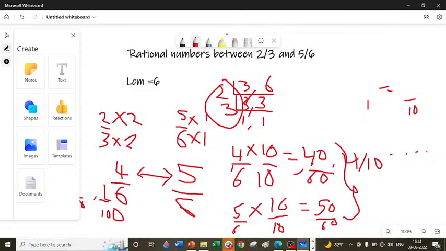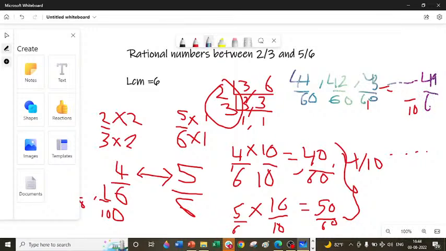So let me write over here. So let me change the color so that it's more visible to you. So 41/60 है हमारा पहला rational number, and उसके बाद 42/60 है हमारा दूसरा rational number, and उसके बाद 43/60 हमारा तीसरा, and so on. हमें सारे rational number लिखते जाने हैं 49/60 तक. So I hope you are clear now, like how to find rational number between two fractions.